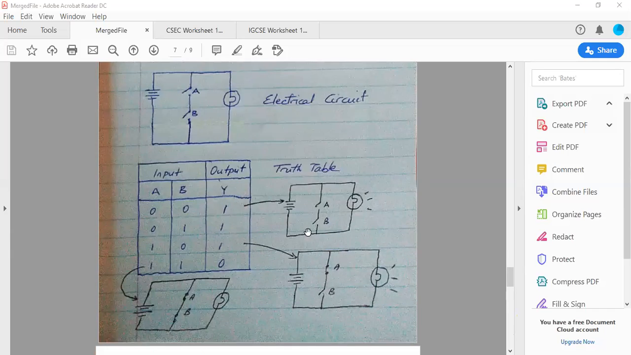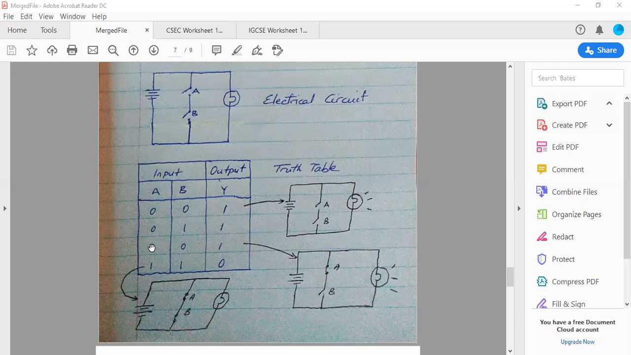Once they're in parallel, the arrangement looks like this here. So for the first condition, if switch A and B is 0, which means that both of them are open, current will flow through the circuit, go directly to the bulb, causing it to light. Once the bulb lights, the output is going to be 1.